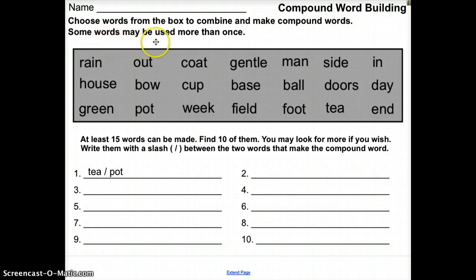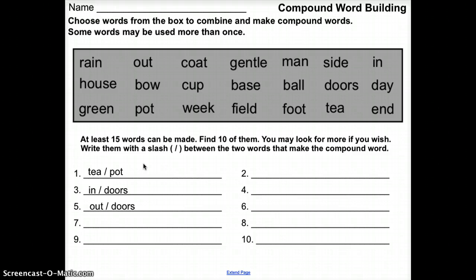Also, it says some words may be used more than once. So I'm going to look for something here that I might use more than once. I see these two are kind of close together. I see in and doors. So I know indoors is a compound word, but I also see the word out here. So I'm not going to write in out. I'm going to change it to outdoors. So the word doors is used more than once, but we've got two different compound words.